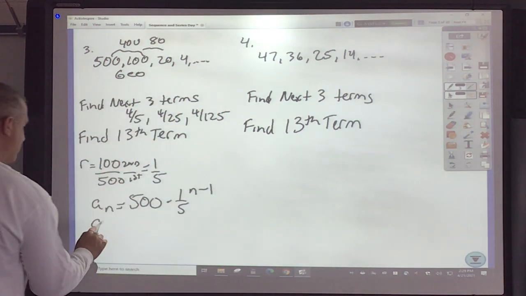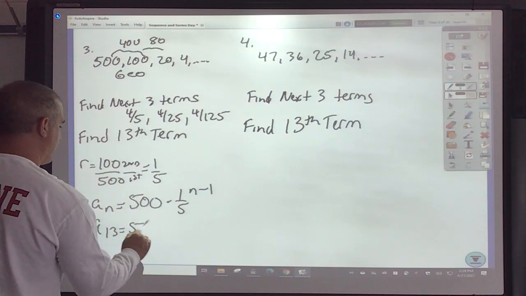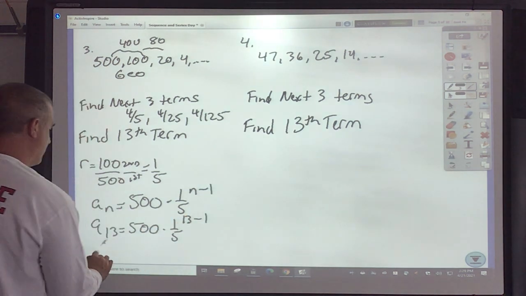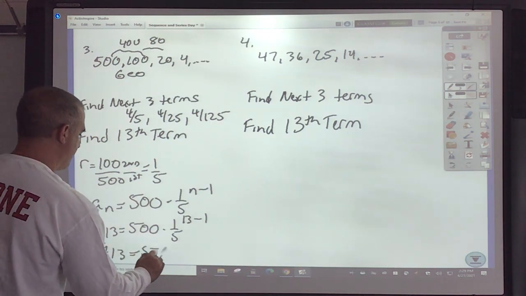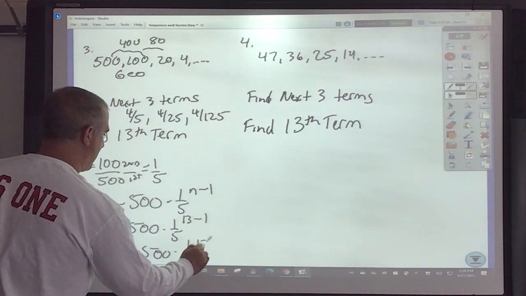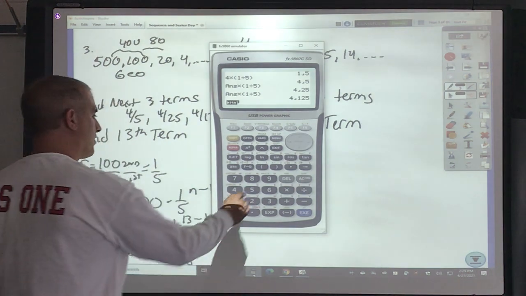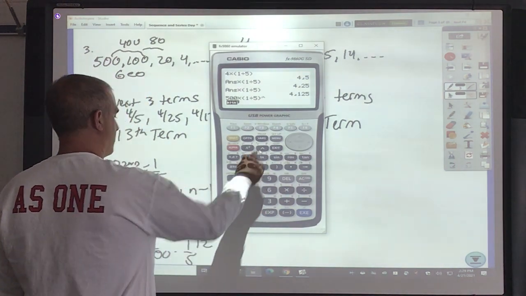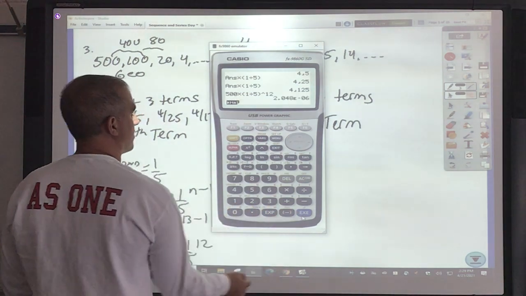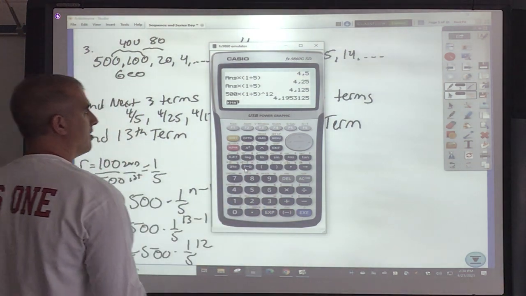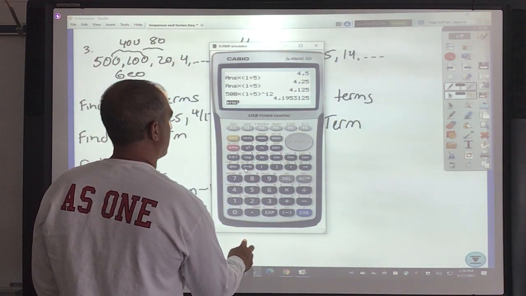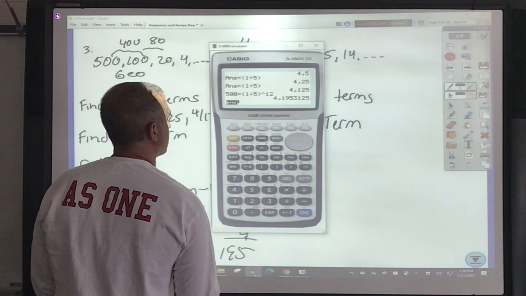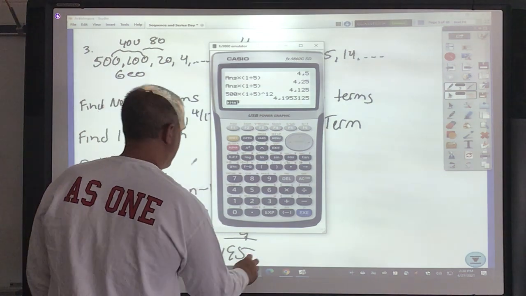To find the 13th term, very simply, just put 13 in here. 1/5 to the 13 minus 1. So the 13th term is going to be 500 times 1/5 to the 12th power. Now when you put your fraction in, put parentheses around it to the 12th power. And that's going to be 4 over that huge number, 195,3125.